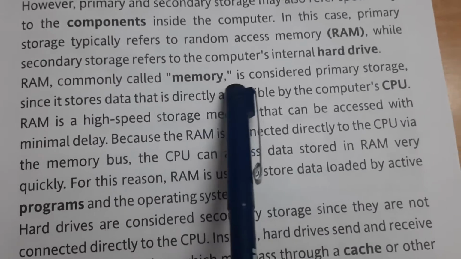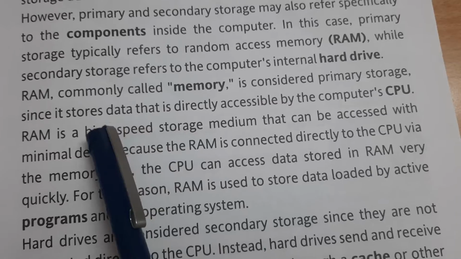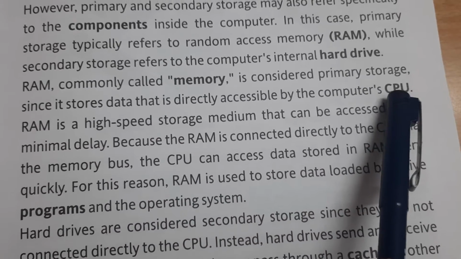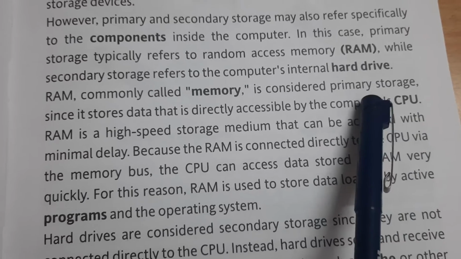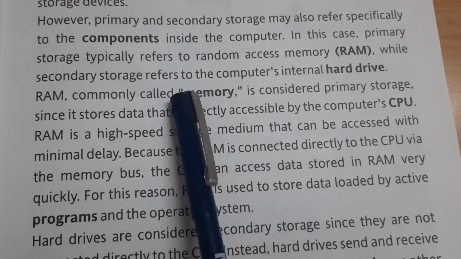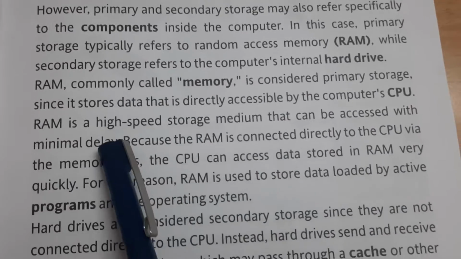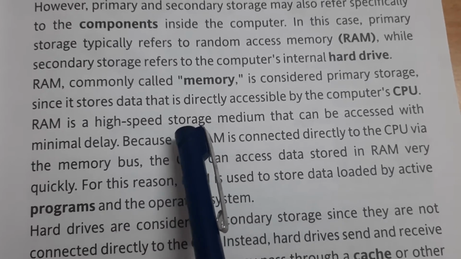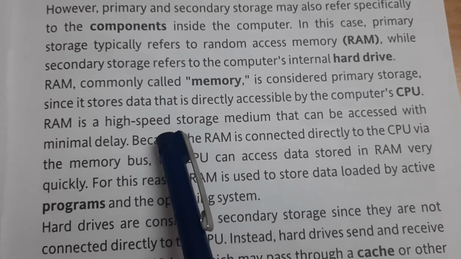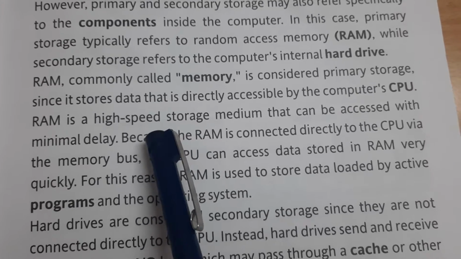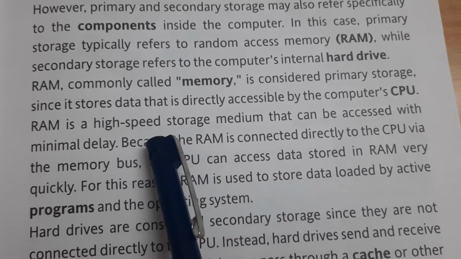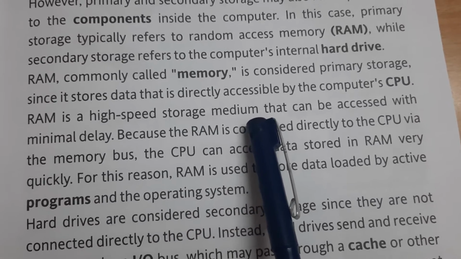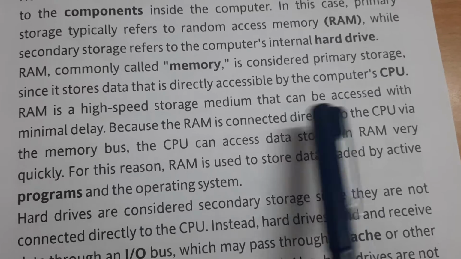RAM, commonly called memory, is considered primary storage because it stores data that is directly accessible by the computer CPU. Means the CPU of the computer can directly get the data from the RAM. RAM is a very high speed storage medium, as I told you in the class also, that we just cannot make out when the data is going to RAM and when it is getting stored to other places, because it is very high speed. It is like within seconds it is happening.